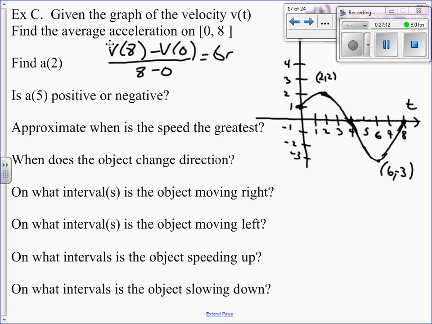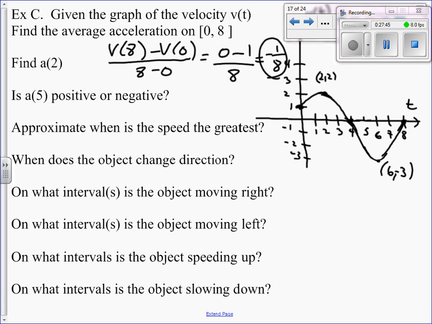0. So v of 8 is 0. What's v of 0? 1. So the average acceleration on the interval from 0 to 8 is negative 1/8, because if I connected the start point and the end point with a line, it'd have a slope of negative 1/8. So we got that? Average acceleration is delta v over delta t.